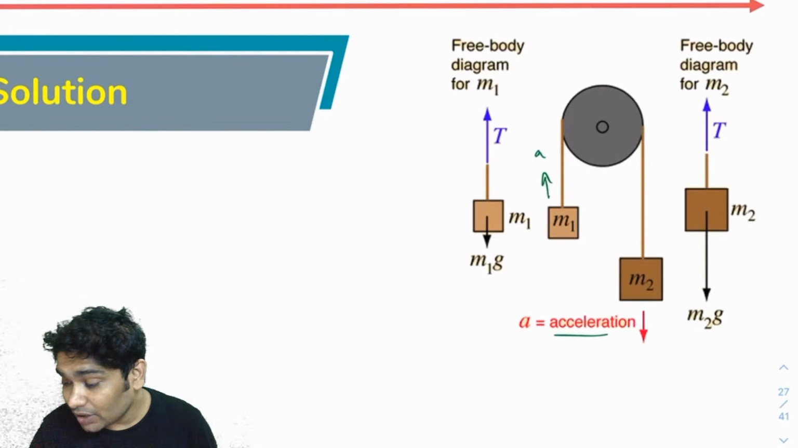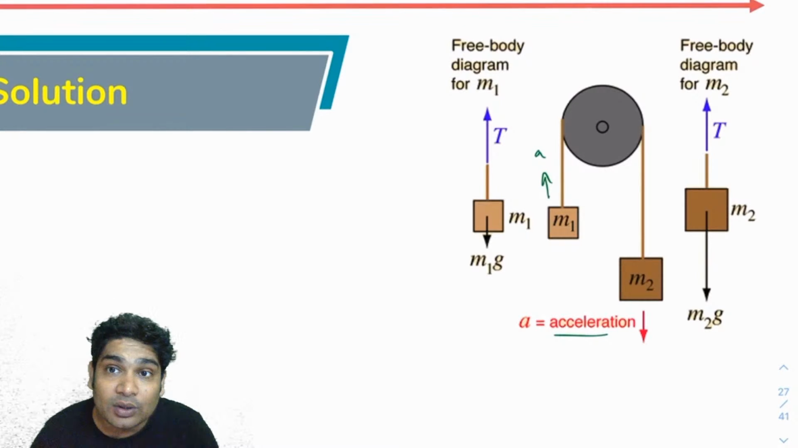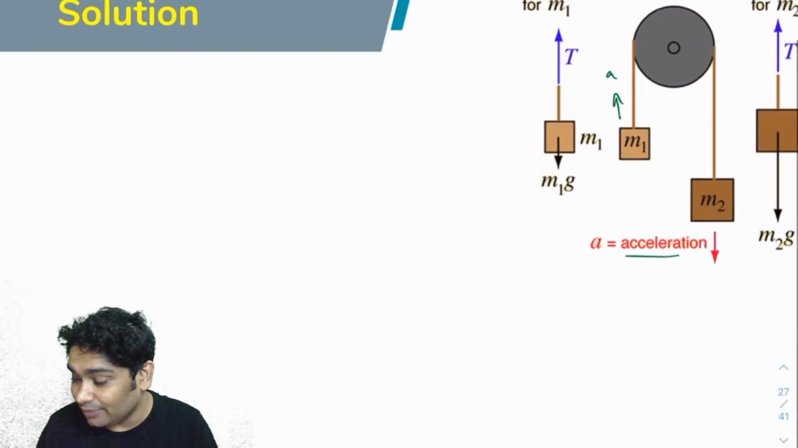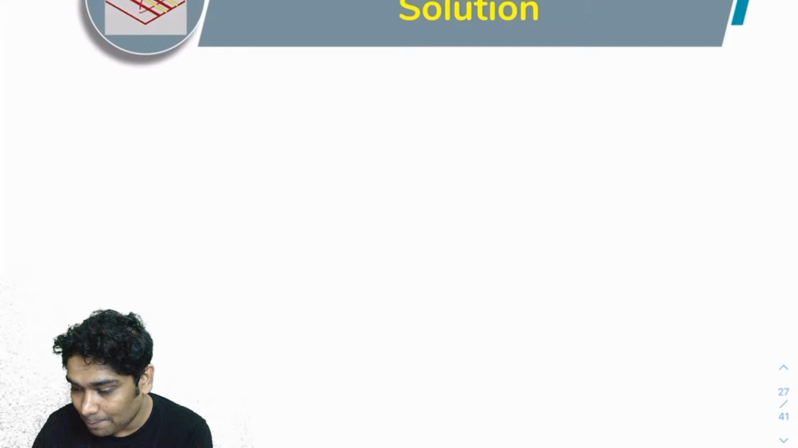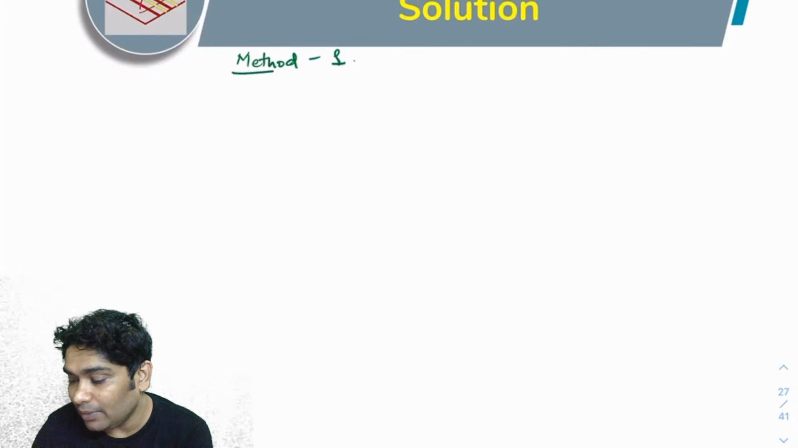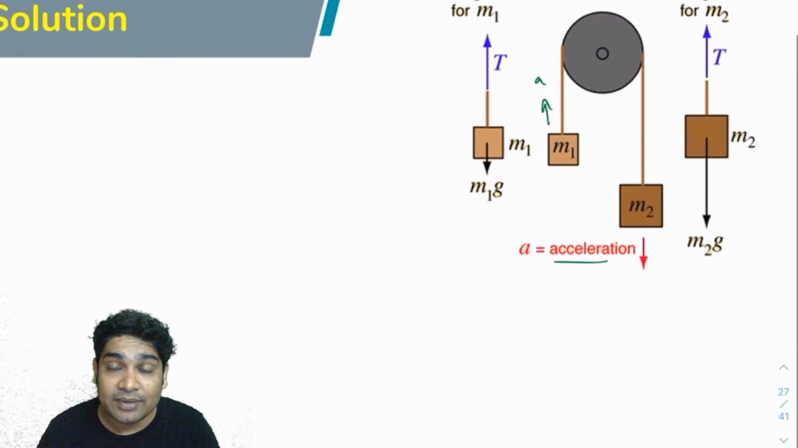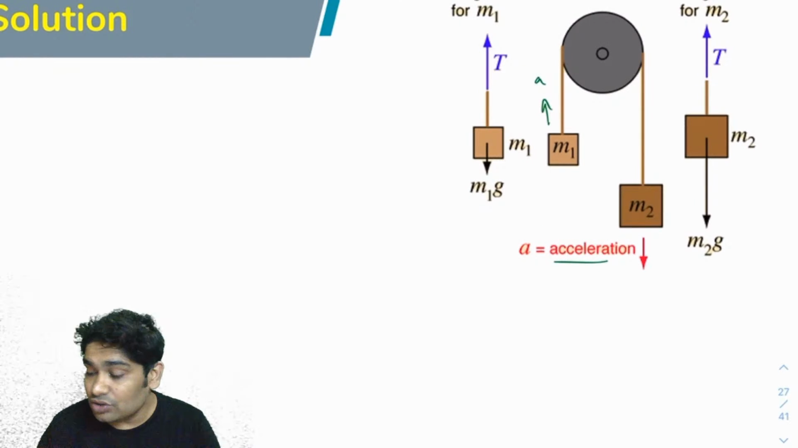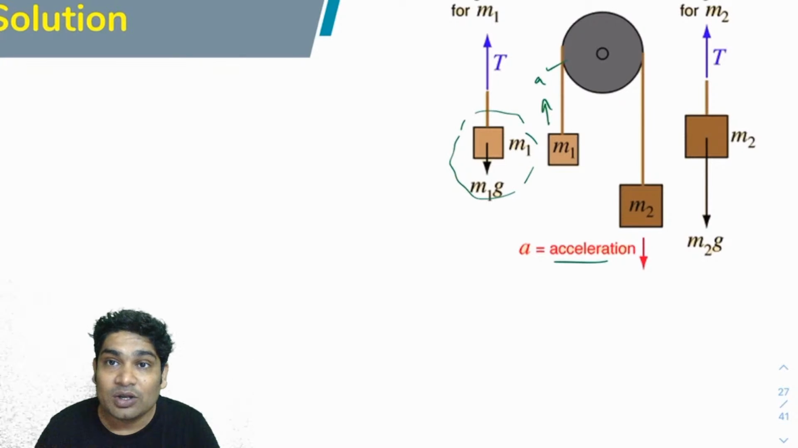Alright, so in the first method, again, what I'll do is I will use the regular methods of solving, and then I will show you a shortcut. So in the first method, let's talk about method number one. In method number one, I am writing the F equals ma equations for them individually. So if you look at this, I said that this is going up with A.